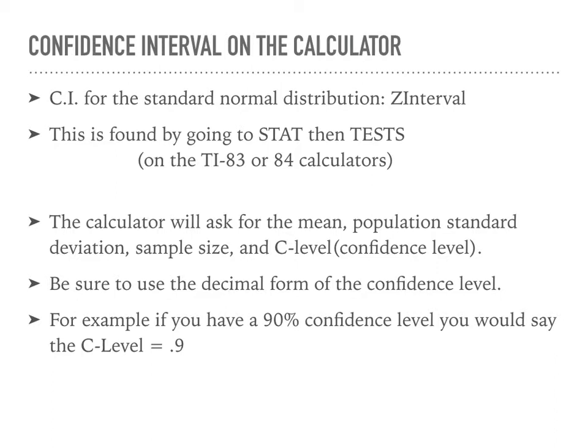Confidence intervals using the standard normal distribution will use the function z-interval. This is found by going to stat, then over to tests on the TI-83 or 84 type calculators. The calculator will then ask you for the mean, the population standard deviation, sample size, and C level. C level stands for the confidence level. Be sure to use the decimal form of the confidence level. For example, if you have a 90% confidence level, you'd want to say that the C level equals 0.9.